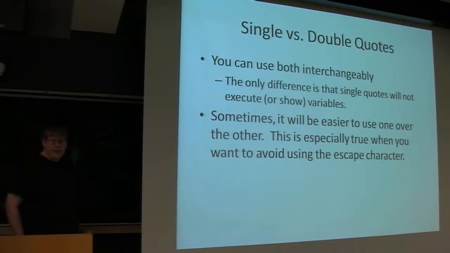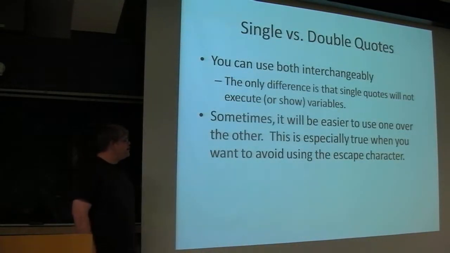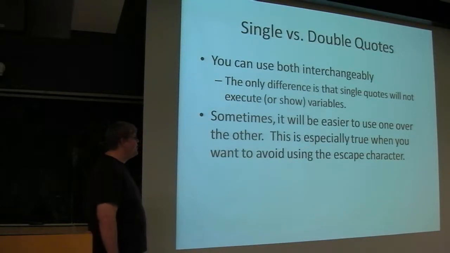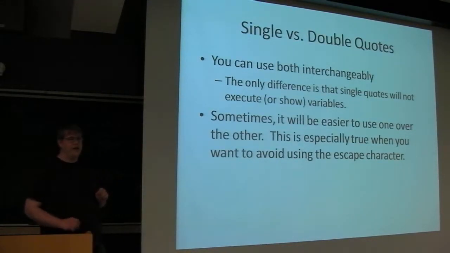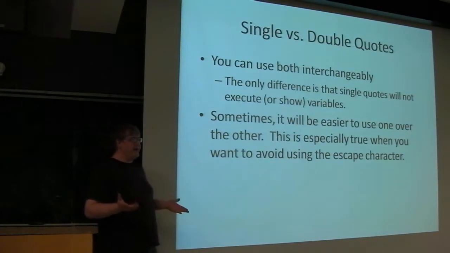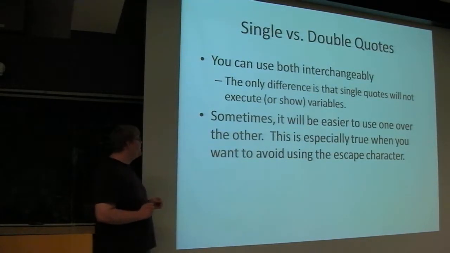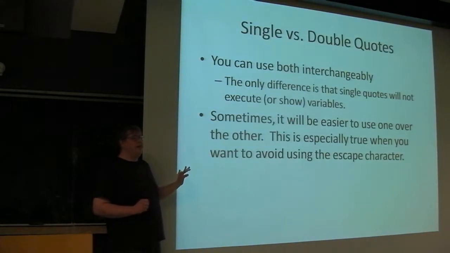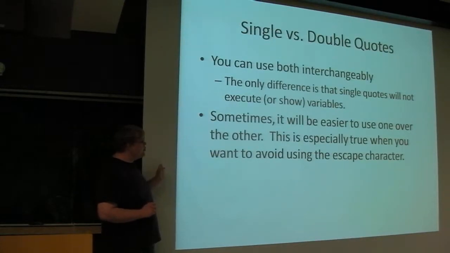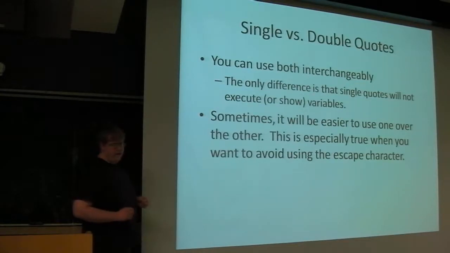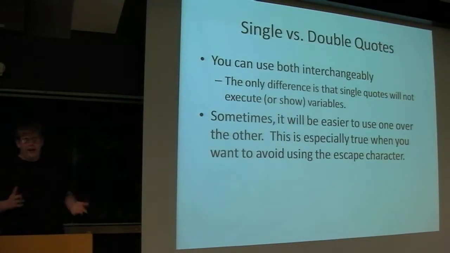Single versus double quotes: there's only one huge difference between the two, and that is single quotes will not allow you to put variables between them. So if you do a single quote, then $hello, if hello happens to be a variable that maps to hello world, the single quote will make it so that $hello prints out literally. If you do a double quote, it'll print out the value of the variable. So if it's mapped to hello world, it'll print out hello world.